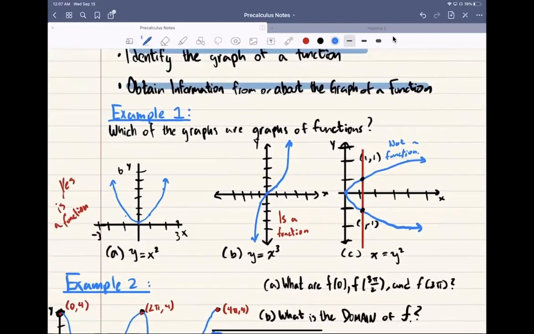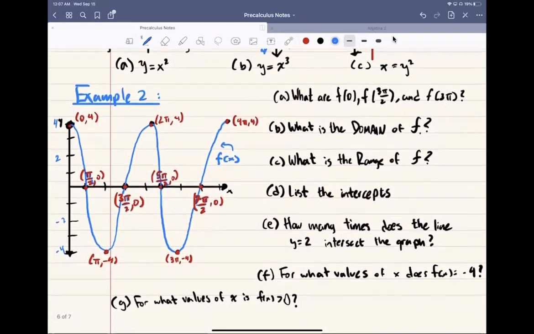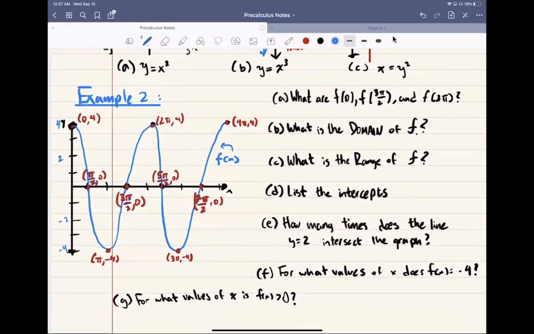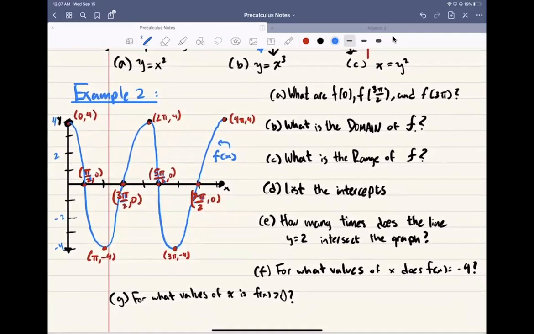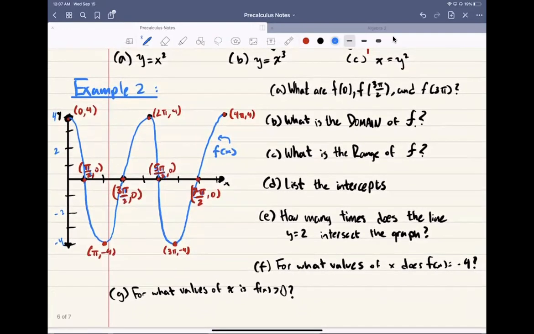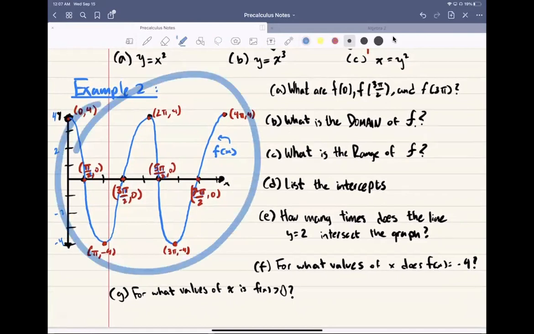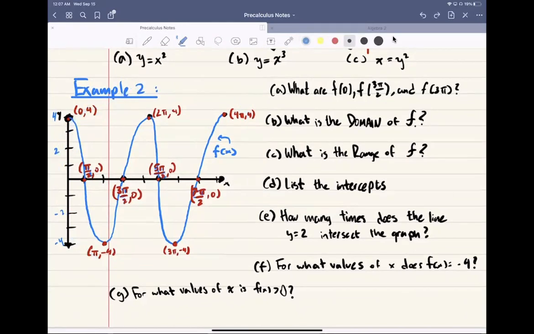Example 2 is a little bit more complicated, and you're going to have to write all of this stuff down. So you might want to pause the video and take a moment to digest all of this. Example 2 has to do with this graph right here. This is the graph of 4 sine x, but let's not get into the details of that. Actually, yes, it is 4 sine of x. Off the top of my head, it's definitely a sine or a cosine function. But let's look at this.